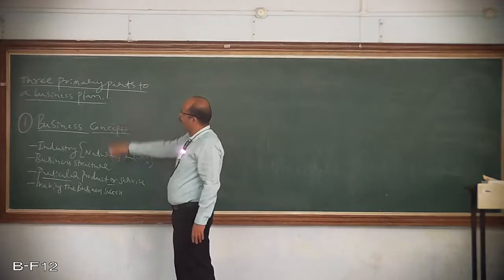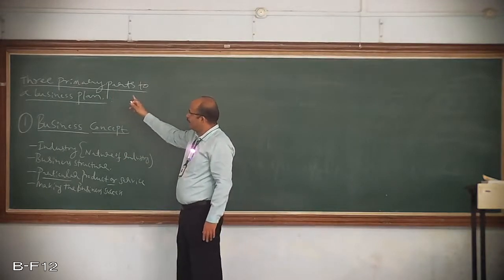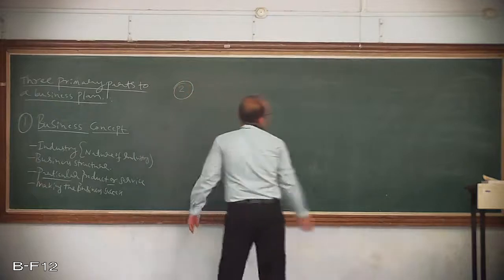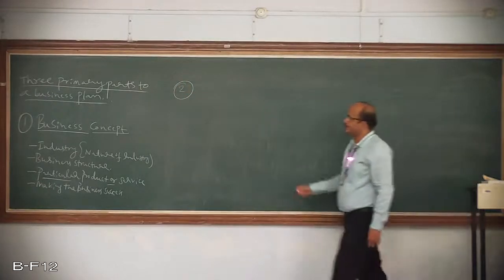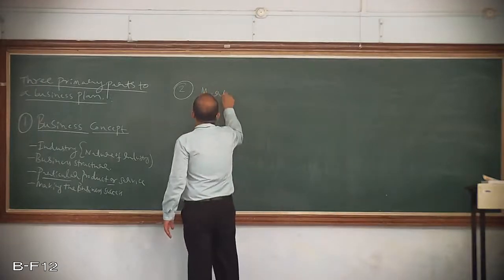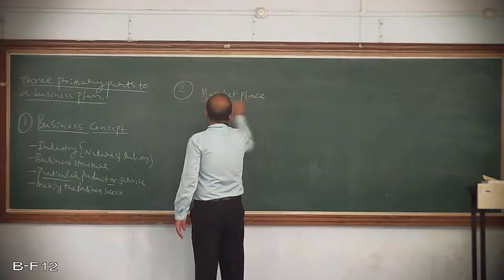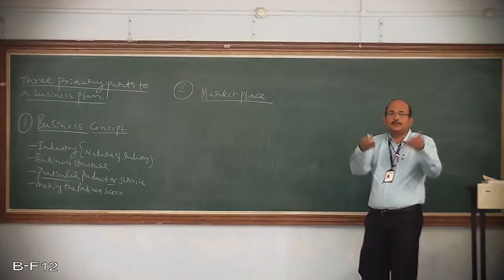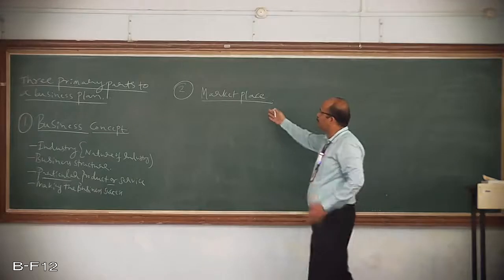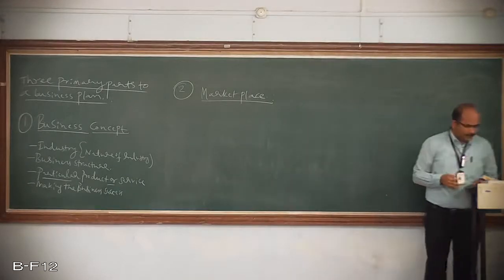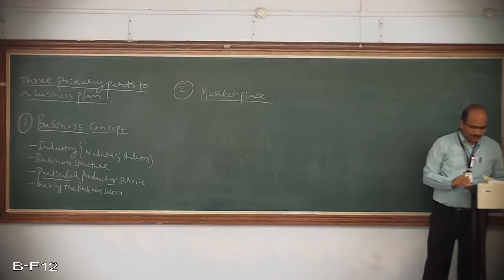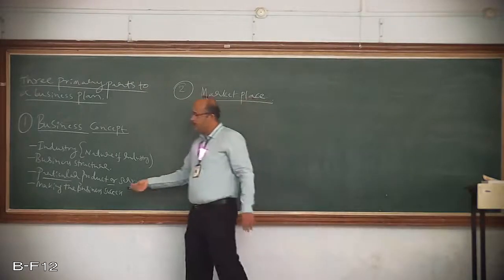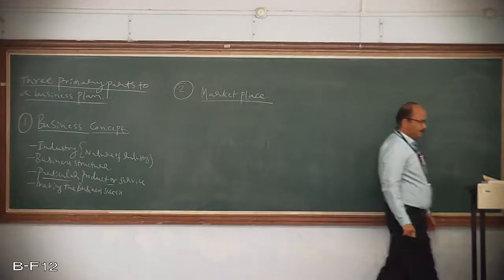Out of the three primary parts to a business plan, the first is the business concept. The second one is the marketplace. Which marketplace does your service go to, which marketplace does your product move to? So that is the second part in the business plan, the marketplace. You are supposed to describe and analyze the marketplace where your product or service goes.